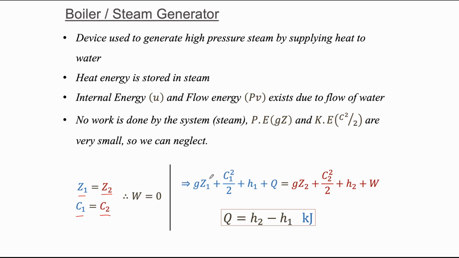So we can see in that case the potential energy and kinetic energies get cancelled out, and since there is no work done in the system, work becomes zero. So what we have finally is Q is equal to, that is heat supplied is equal to the change in enthalpy, that is the enthalpy at the outlet minus the enthalpy at the inlet.